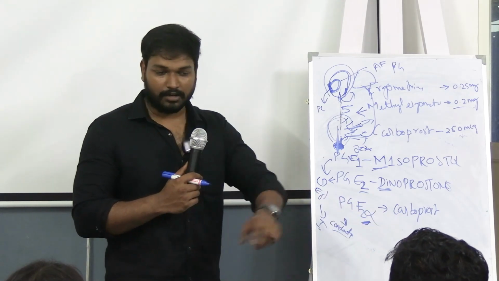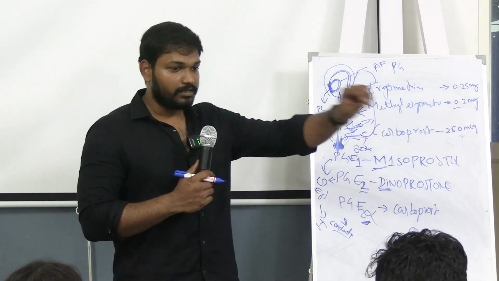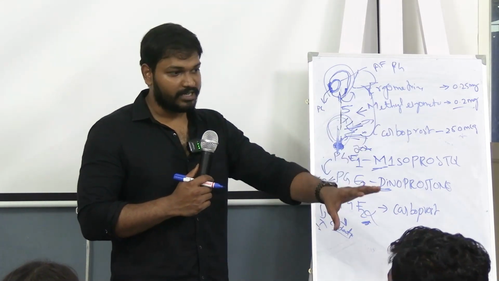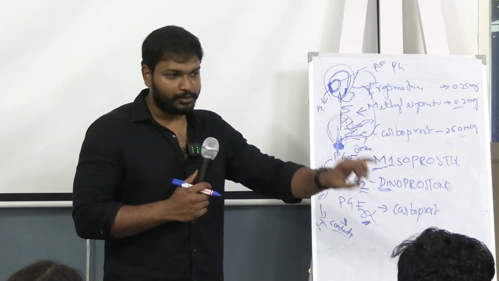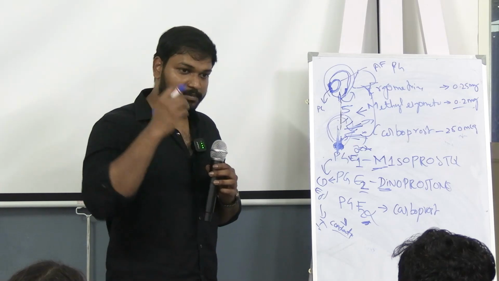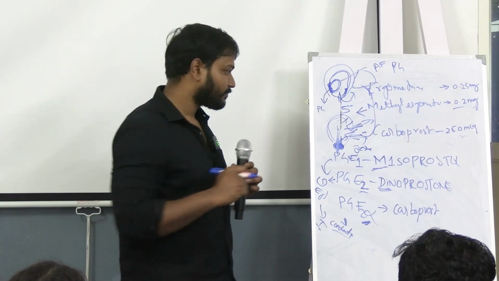I told you about oxytocin: we mix 5 units of oxytocin in 100 ml NS and put it in a slow IV drip. We start at 2 milli international units per minute for induction.